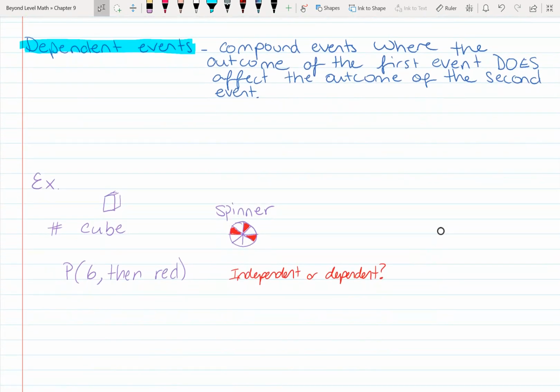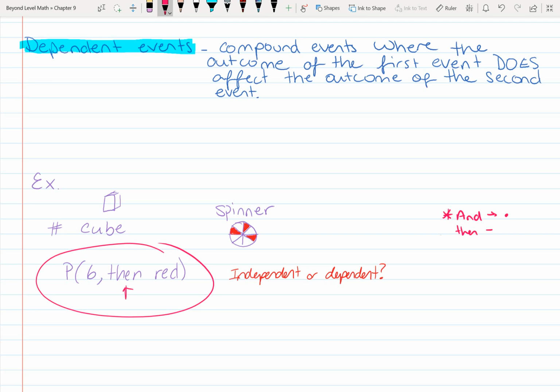The first question is, keep in mind this is talking about probability because it has the word then, not permutation. If it were a permutation, it would be 2 numbers with no word in between. So probability of rolling a 6, then a red. Now when we see the word and, we think multiplication. When we see the word then, we also think multiplication. If we see the word or, that's when we think addition.